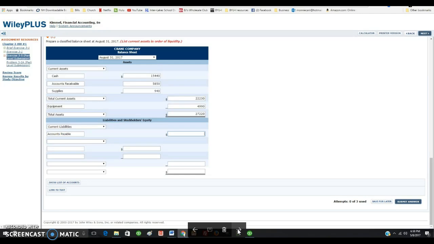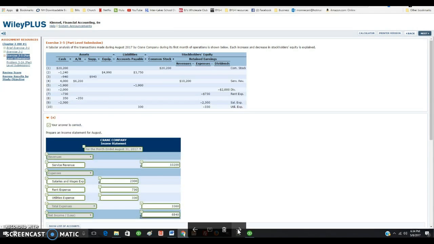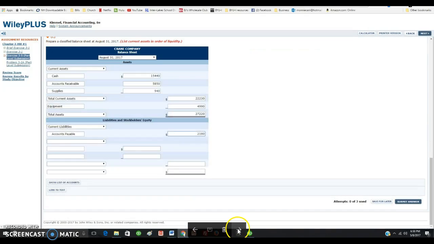The next section is the liabilities and stockholders' equity, and the first item we enter is current liabilities. The current liability that we have is accounts payable, which we can see up here is $3,750, and it looks like we paid $1,900 on accounts payable. So that reduced our cash, so we know that that was a payment. And then here's another bill, $330 for utilities expenses. So we take $3,750, we subtract the $1,900, and we add $330 for our total accounts payable, which is $2,180.